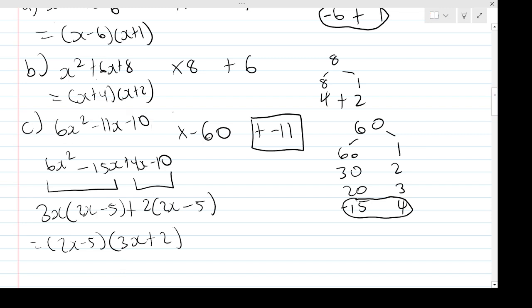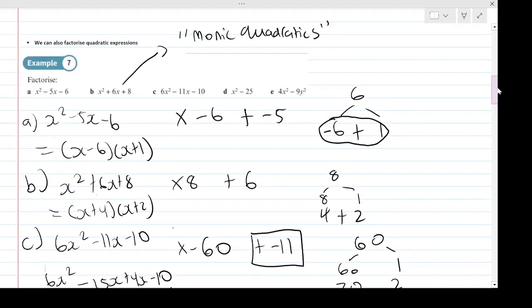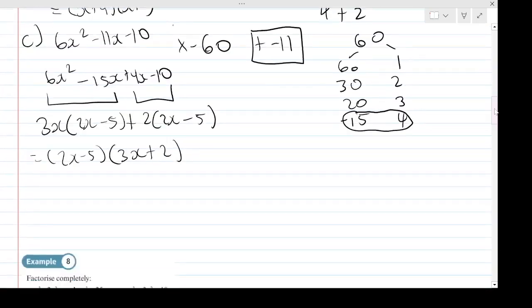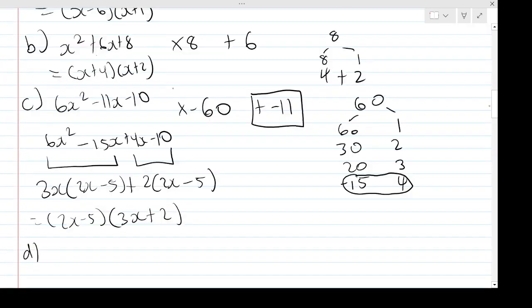So that's something you should have seen at GCSE, but that's a refresher's course. We will look at another example when we look at the exercises. Okay, but part D then is x squared minus 25.